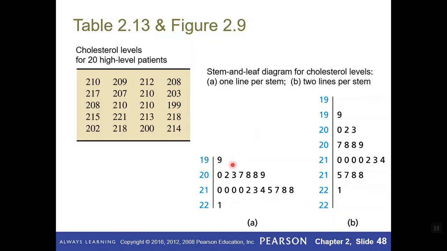If you feel there are too many values in a row, see the 21 row, there are too many values, like 210, 210, 210, 210, 202 and so on. If you want, you can split this stem into two pieces, like values below 195 here, values above 195 in this part, values below 205 here, values above 205 here, something like that. You can split one stem row into two pieces. Okay.